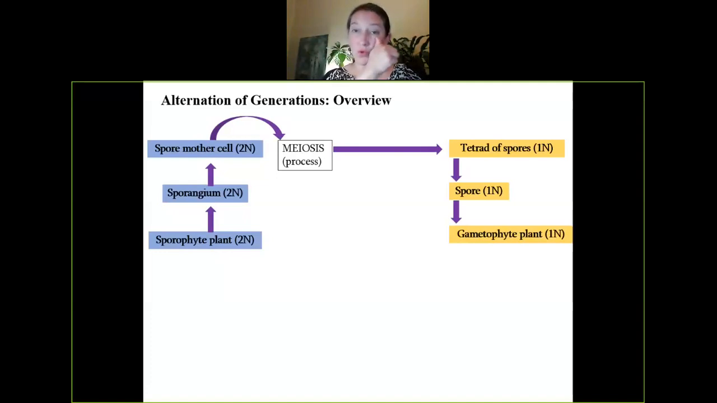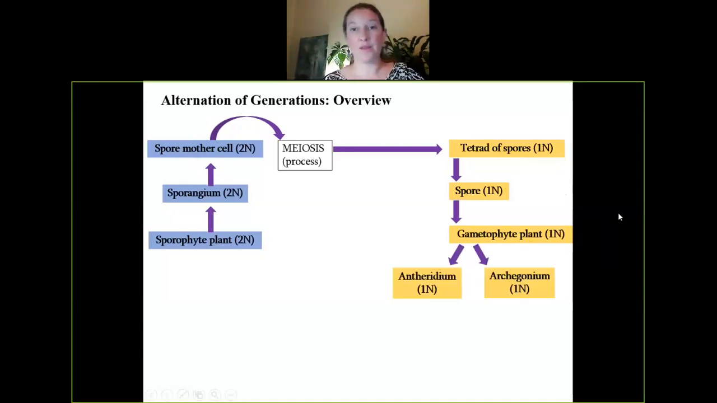That spore is going to grow. So that spore is going to get released from the sporangium, and it's going to grow into the gametophyte plant. Gametophyte, a plant that makes gametes, egg and sperm. On that gametophyte plant, there are organs that make egg and sperm. The antheridium is going to make sperm. The archegonium is going to make egg.